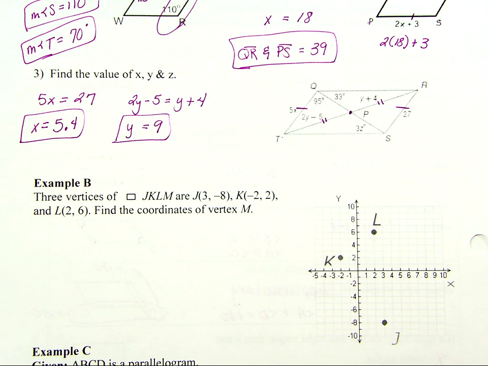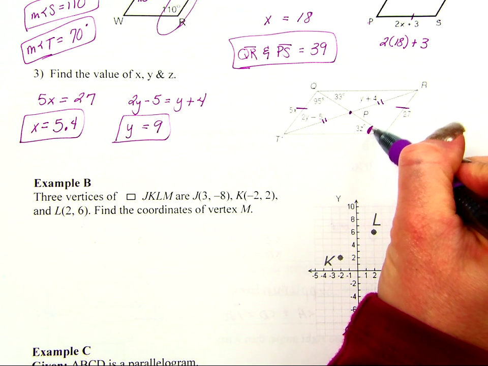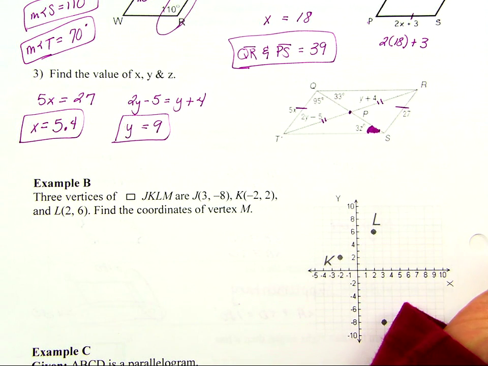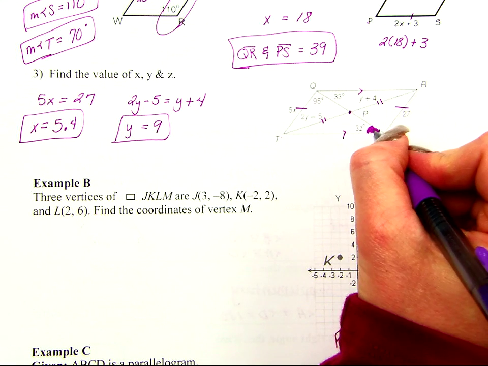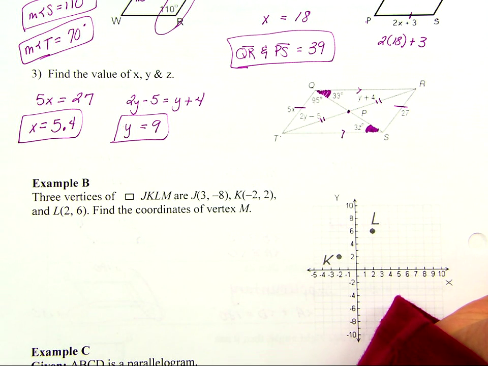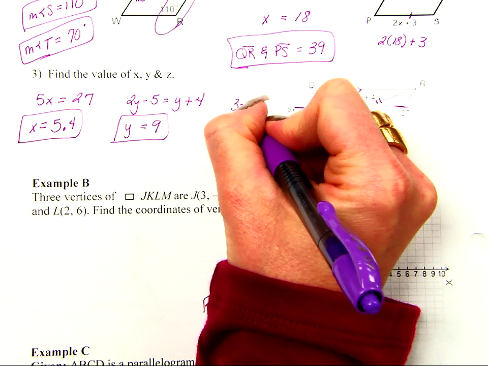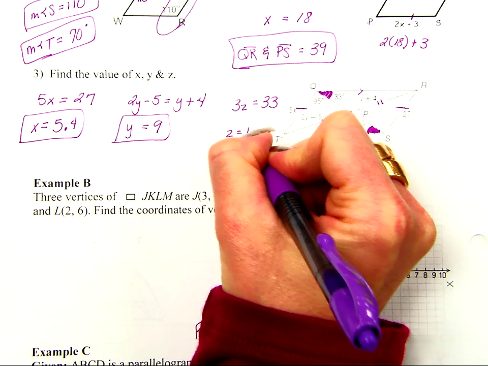Lastly, I'm looking for my value for z. Z, down here, 3z degrees. And so this is going to be referring to this angle right in here, 3z. Now I know that my opposite angles are congruent, but I also know if I have some parallel lines, 3z and 33 are going to be considered alternate interior angles. Alternate interior angles are equal, so 3z must equal 33, or z must be 11 degrees.